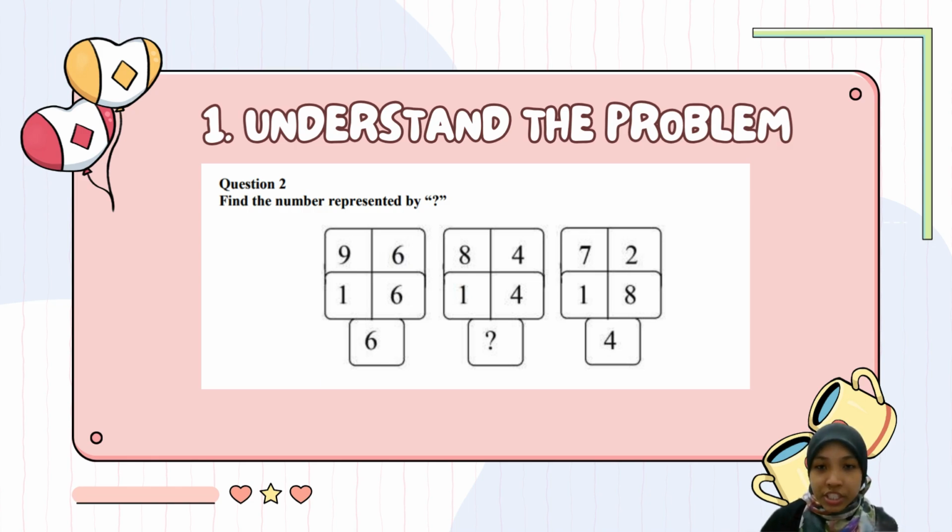Now we move to stage number one, which is to understand the problem. So let's take a look at our question, which is question number two. Find the number represented by the question mark. As you can see, all the numbers have been filled except for the number inside the box that has the question mark in it. So based on this, we know that we need to find the number that is reasonable in the question mark's box.